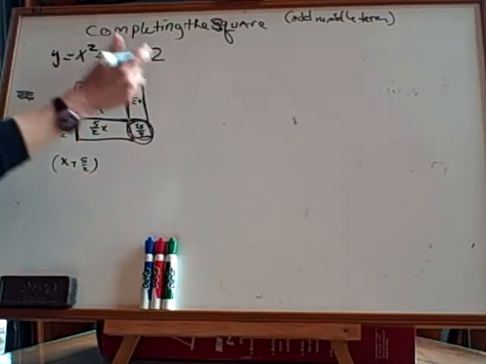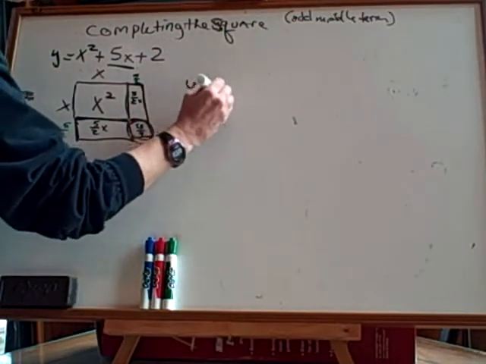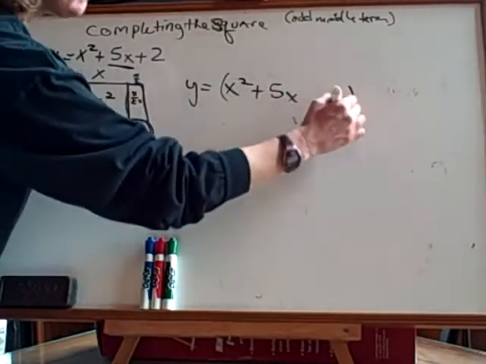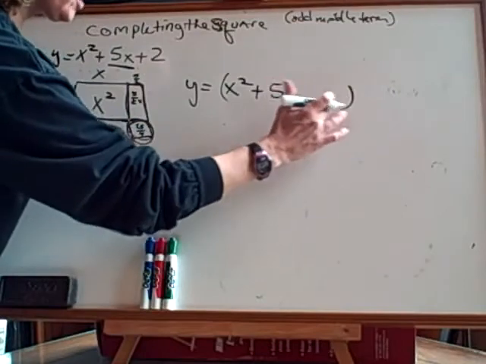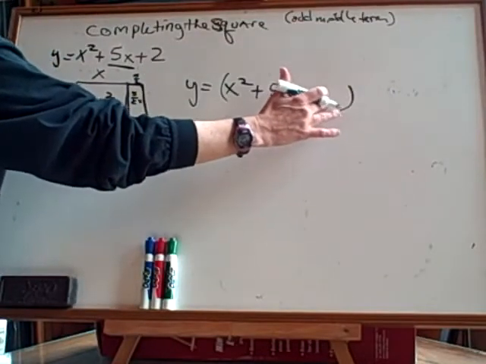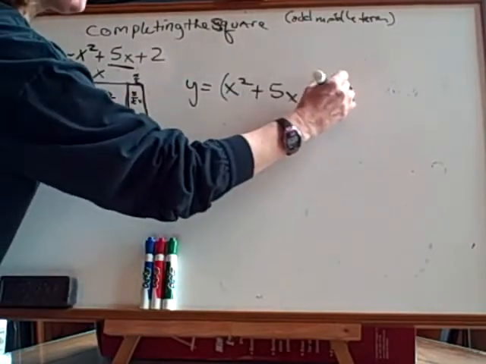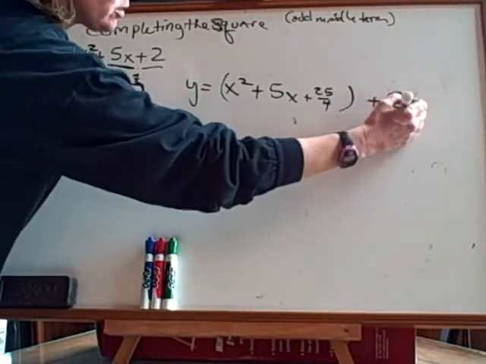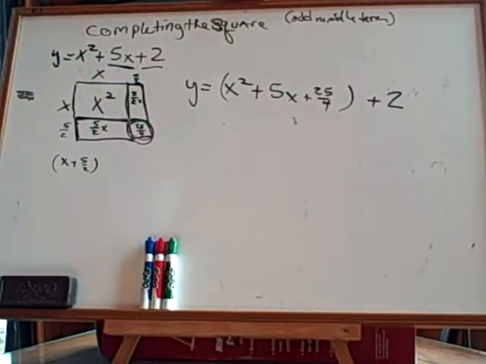Okay? Now we're going to set this up like we were doing before. y equals x squared plus 5x, and what goes right here to complete our square? Plus 25 over 4. Well, we want to write down what we started out with originally, which was the plus 2. Now I have just added 25 over 4 to this, which is totally illegal.